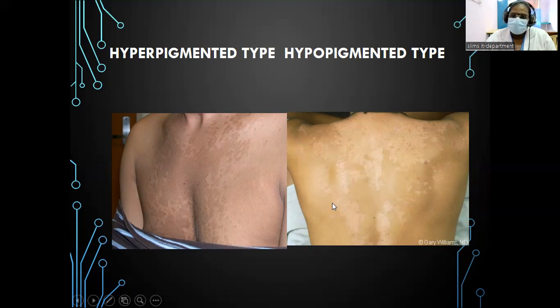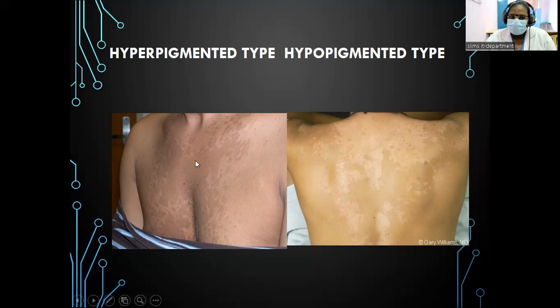Once again, I will summarize. Pityriasis versicolor is nothing but one of the superficial fungal infections of the skin. Causative organism, Malassezia species. So many organisms under Malassezia species. Among them, the commonest one is globosa. Others are furfur, restricta, nana, sloofiae, sympodialis, japonica, and pachydermatis.